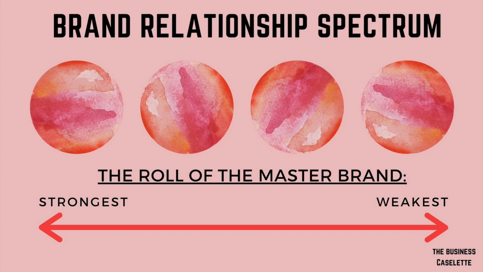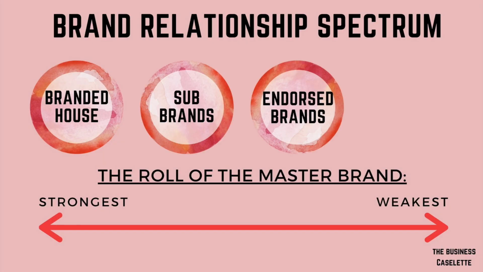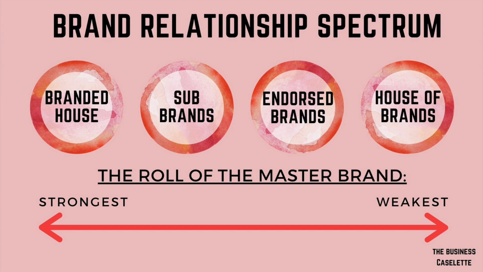That's right, like my marketing professor always says, the key in distinguishing the architectural difference is in the role of the master brand. Bold it, underline it, circle it, hold that one near and dear. The key is the role of the master brand. Now there are four architectures on this brand relationship spectrum: branded house, sub-brand, endorsed brand, and finally house of brands. They go in that order, from strongest to weakest. Say it with me, role of the master brand. See how that's becoming a focal point?